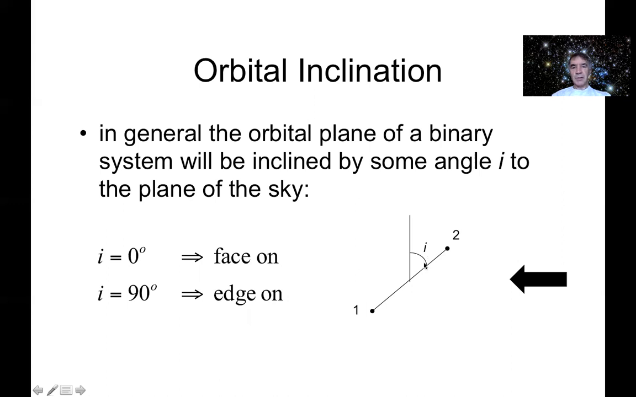So you can see that if I was 0, then the stars would be orbiting around like this as you see them, so you'd see the full orbit. Whereas if I is 90, the system will be edge on, and the stars would just appear to go to and fro in the sky like that instead.